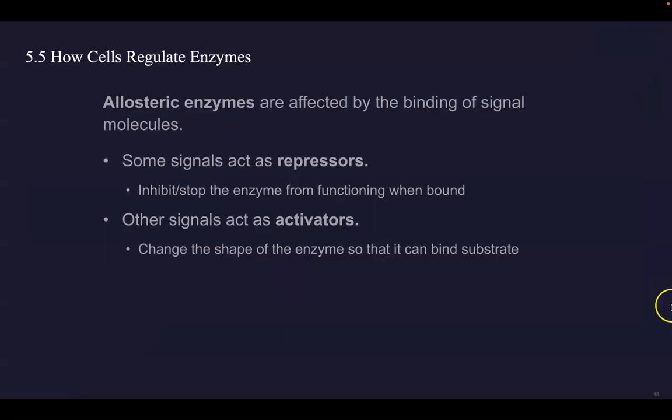We also have allosteric enzymes, and they are affected by the binding of signal molecules. So some signals act as repressors that inhibit or stop the enzyme from functioning when bound. And other signals are going to act as activators that change the shape of the enzyme so that it can bind a substrate. So if we're repressing, that means we're stopping the enzyme from functioning. If we're activating, that means we're changing the shape to make the reaction possible, to make the substrate able to bind to the enzyme.